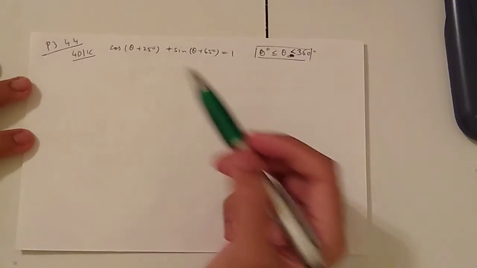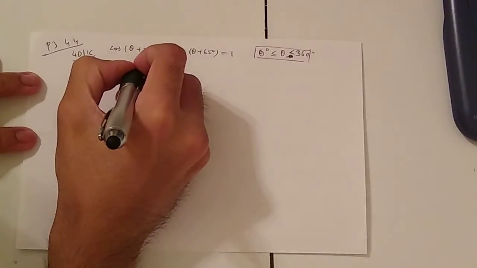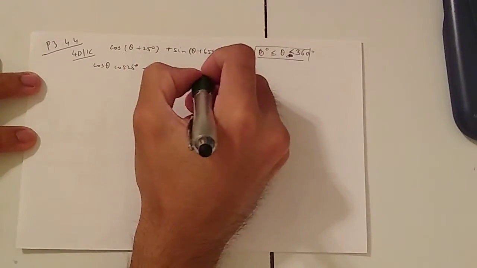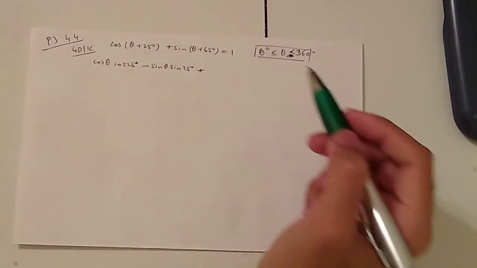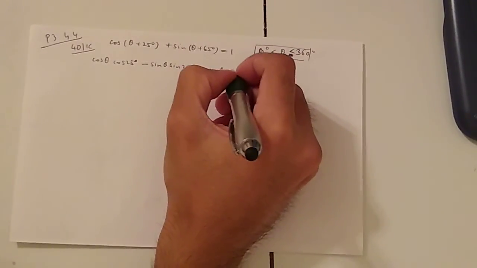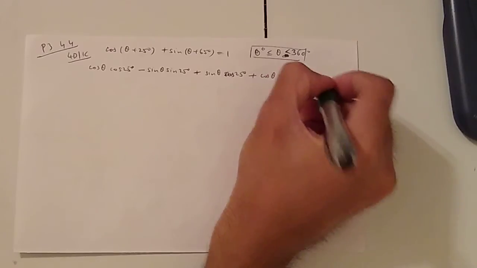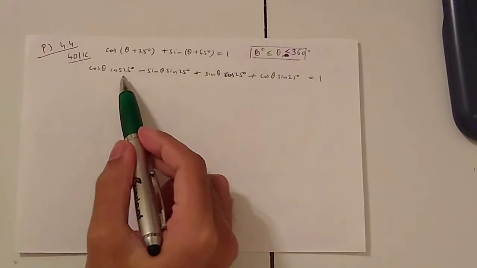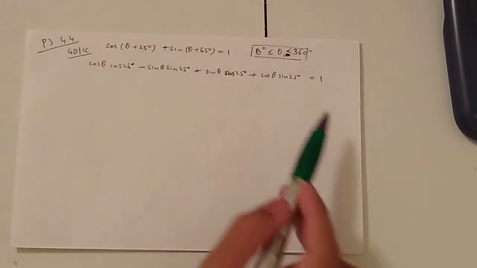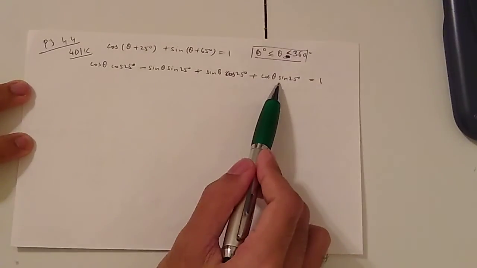So let's first break down cos of theta plus 25 degrees. That becomes cos theta cos 25 degrees minus sine theta sine 25 degrees. Then for sine of theta plus 65 degrees, we have sine theta cos 65 degrees plus cos theta sine 65 degrees, and that is equal to 1. The first part is for the cos expression, and sine theta cos 65 degrees plus cos theta sine 65 degrees is for the second expression, and then that is equal to 1.